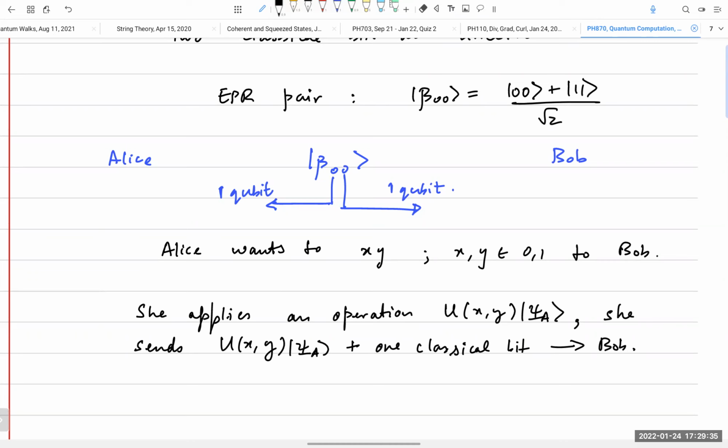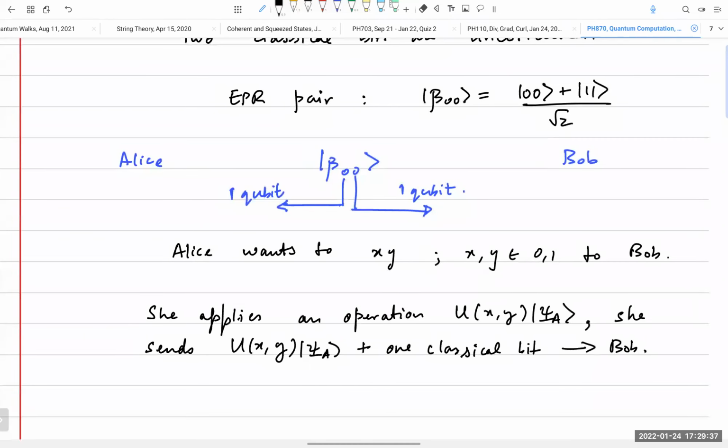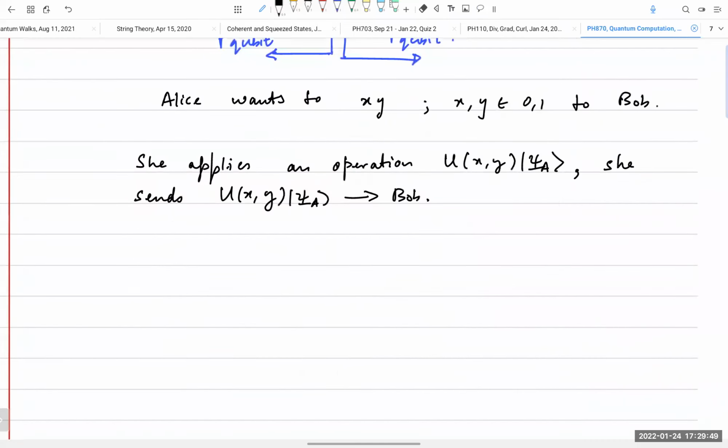Okay, my mistake. She doesn't need to send one classical bit. If she needed to send one classical bit, then we wouldn't really call this by that name. So all she has to do is send one qubit to Bob. All right. So what does she do? Let's say she wants to send the message xy equal to 0, 0.